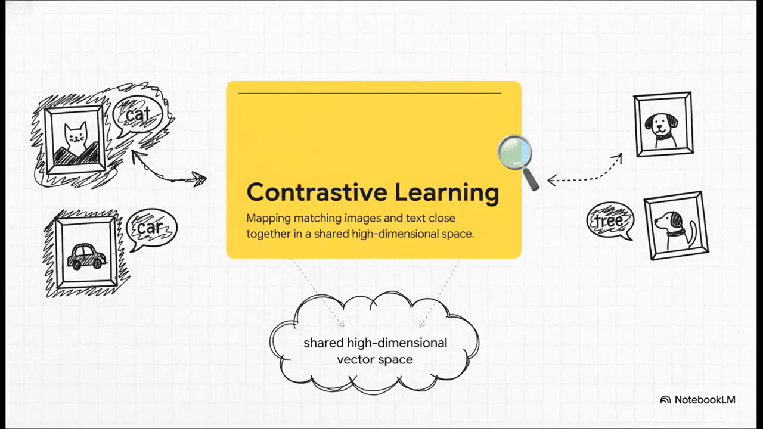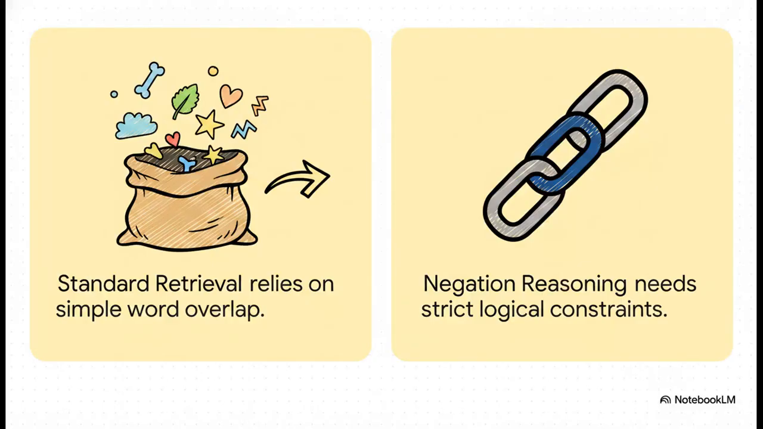To understand why this happens, let's do a quick refresher on how these models are trained. Models like OpenAI's CLIP use contrastive learning. During training, the model processes massive amounts of image and text caption pairs. Its whole goal is to create embeddings, which are basically mathematical representations in a shared high-dimensional vector space. It pulls the embeddings of matching images and text close together and pushes the non-matching pairs far apart. And that training objective essentially turns the model into a highly sophisticated bag-of-words pattern matcher.